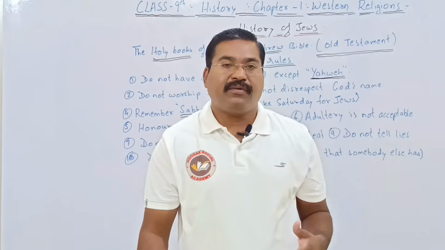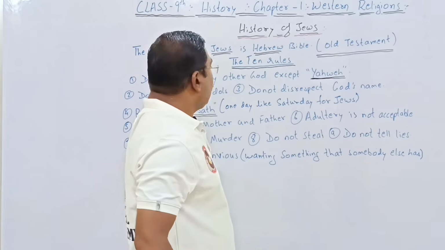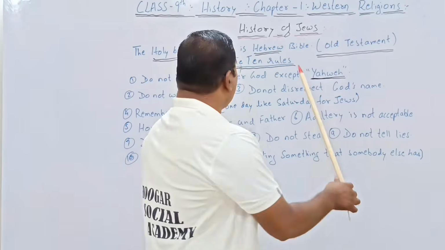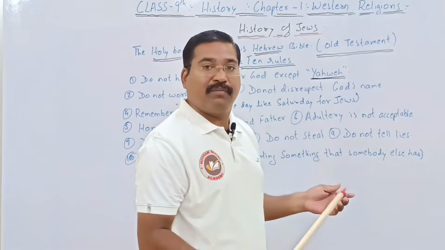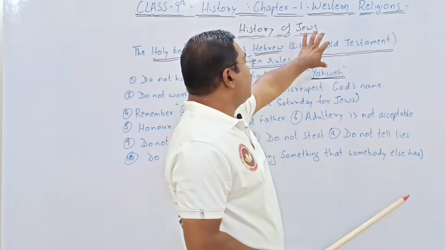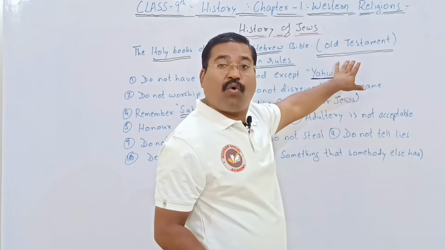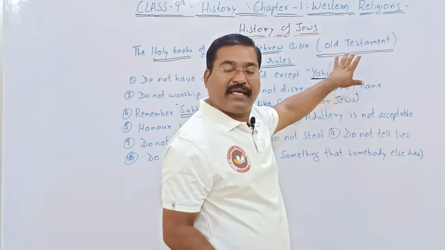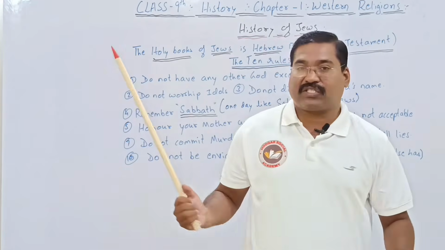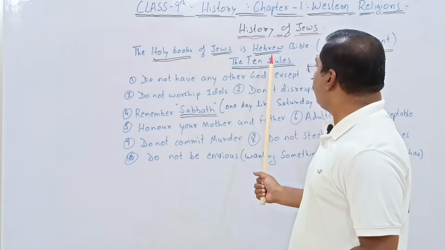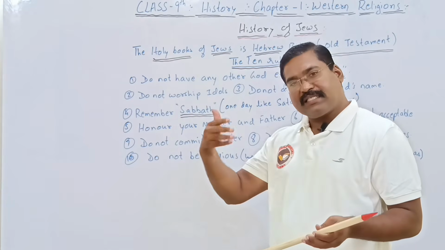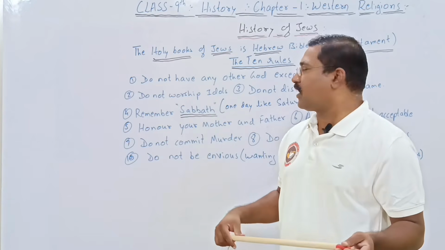Okay. Now, the Holy Book of the Jews is called the Hebrew Bible, which earlier was even referred to as the Old Testament. Now in this Holy Book, there are 10 rules mentioned. So let us understand what these 10 rules are.